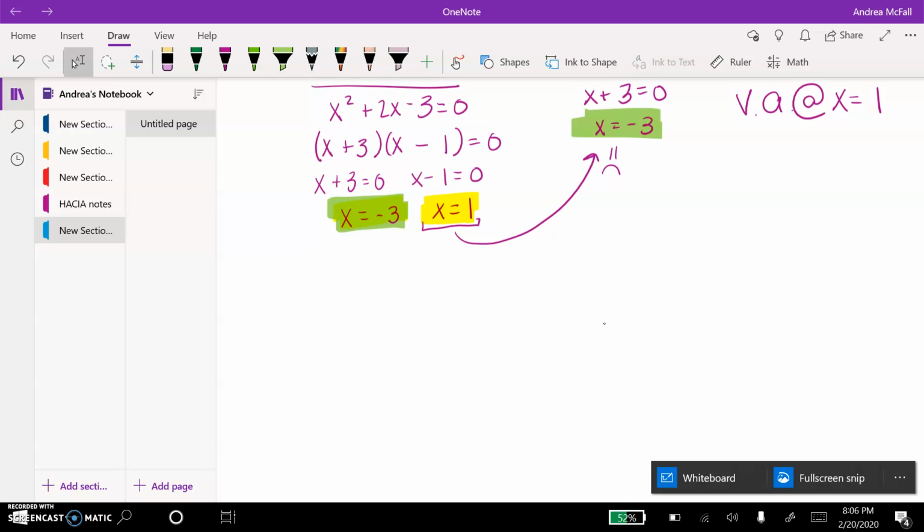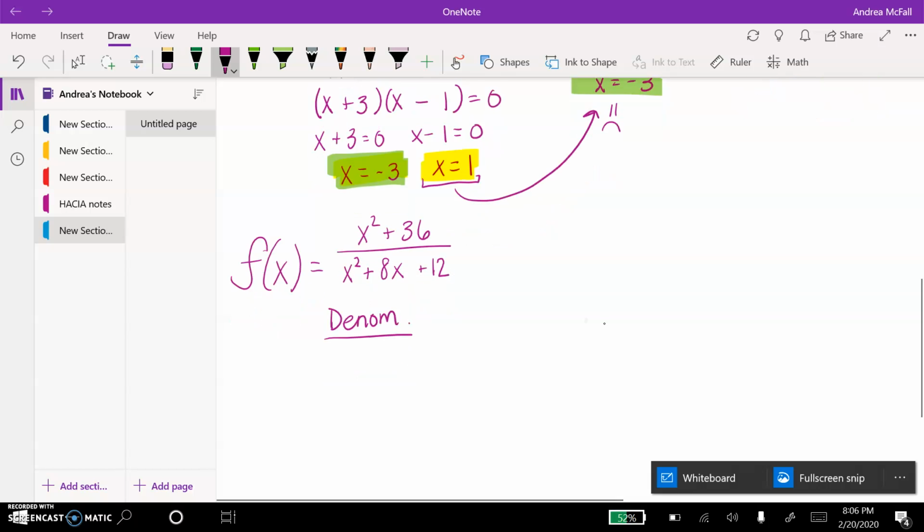Let's do one more. Excuse me. Let's do okay, we'll do this. So for my denominator, I hope this works. I just made that up off the top of my head.